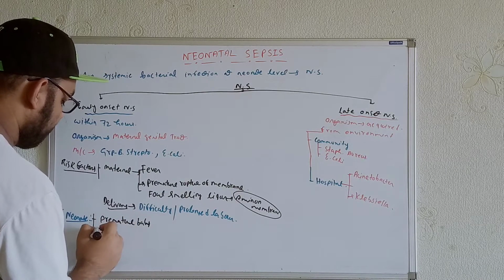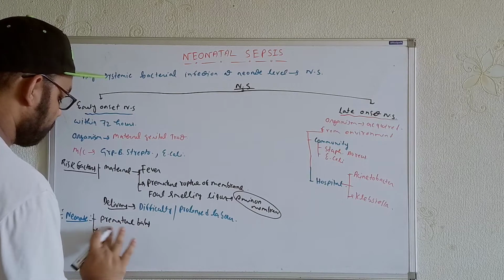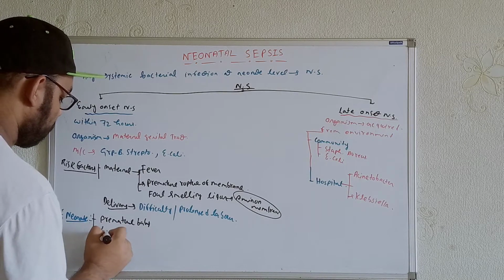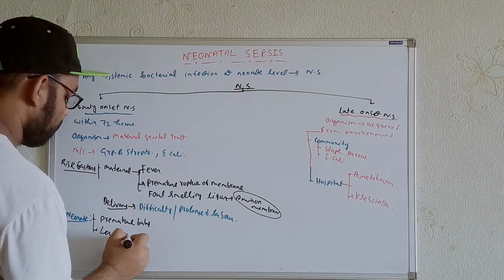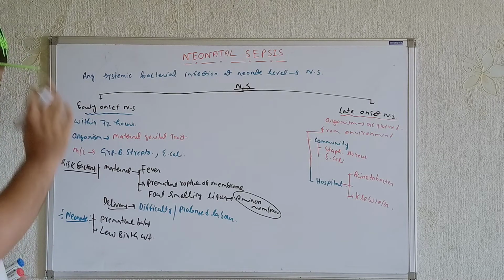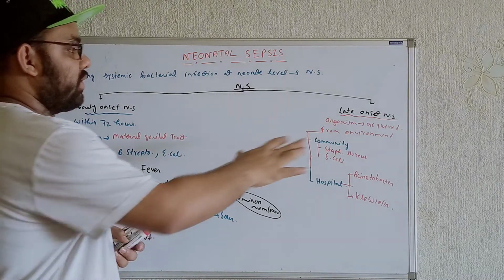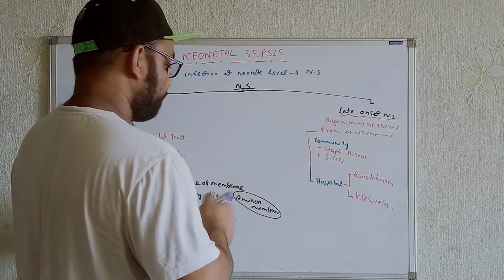The second thing, we can get the low birth weight. Okay, let me write it over here. Low birth weight. This type of risk factors will be as far as the neonate level is concerned. Now, what type of risk factors will we get in terms of the late onset?